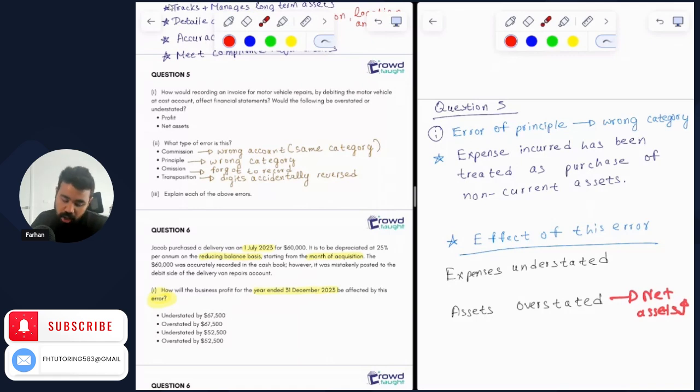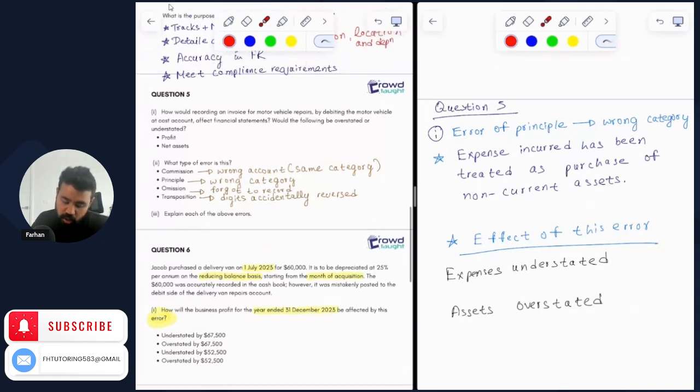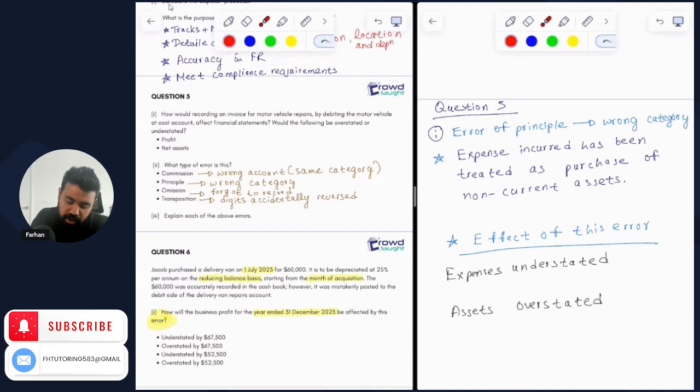Okay? Now, what type of error is this? So we have already figured that out for the second part of the question, which is error of principle. And why is this an error of principle? Because we have recorded the transaction in the wrong category. We have incurred an expense, but we ended up recording this as a purchase of a non-current asset. So expenses and buying assets are two different categories in itself. And when you record the transaction in the wrong category, that is when we call that an error of principle.